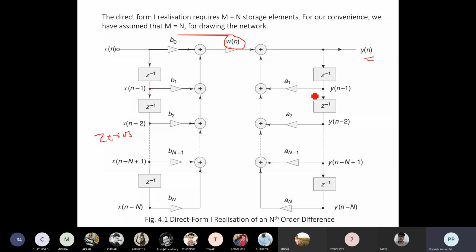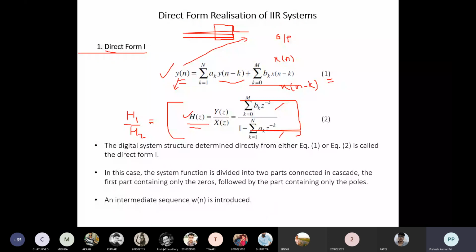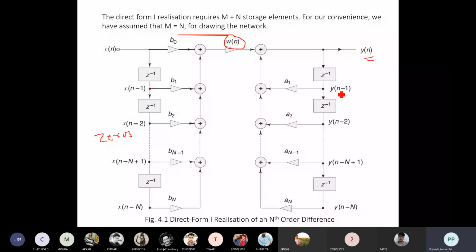That will be multiplied by a1, because after expanding this for k equals 1, a1 will be multiplied by y of n minus 1. So y of n minus 1, a delayed version, will be multiplied by a1 and added to this one. So this is how the representation of y of n will be there. y of n delayed once, y of n minus 1, multiplied by a1, will be added to get y of n itself.